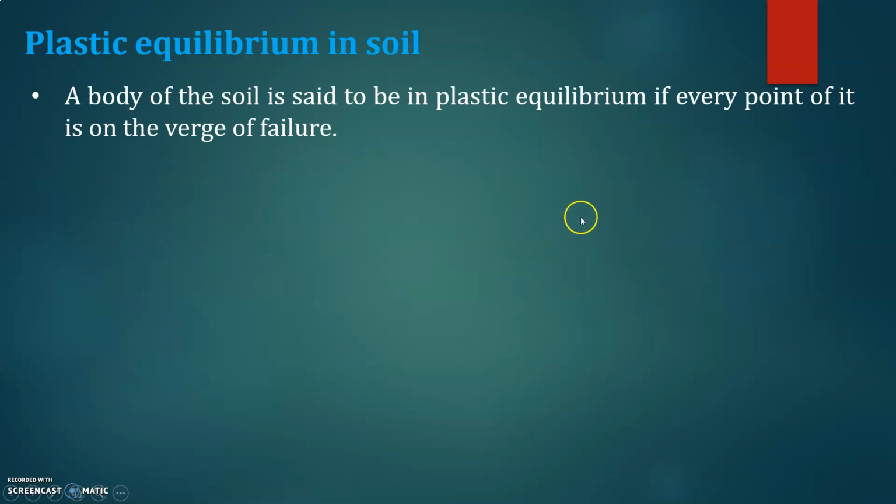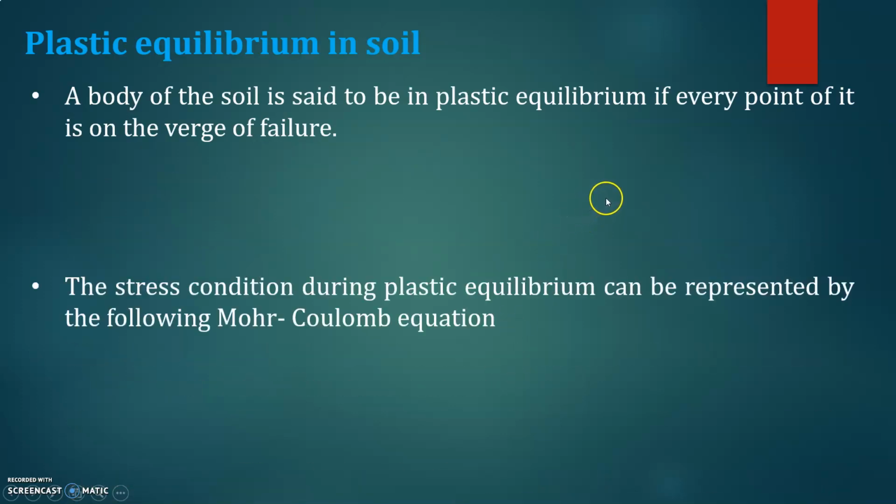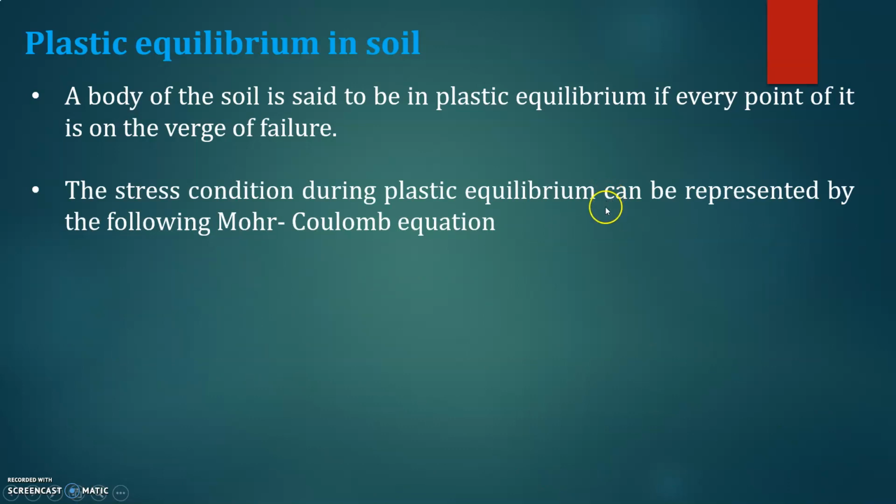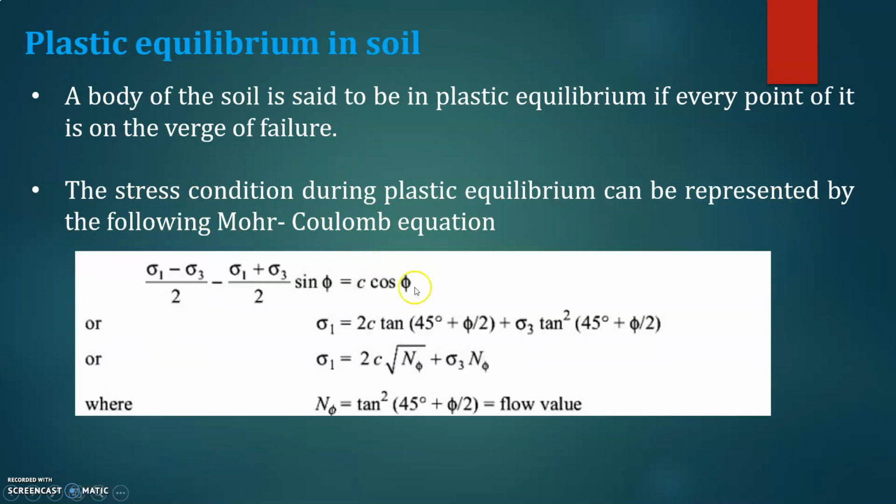And then we see what plastic equilibrium in soil is. A body is said to be in plastic equilibrium if every point of it is on the verge of failure. Okay, this theory was first developed by Rankine. He investigated the stress conditions corresponding to the states of plastic equilibrium. Then it was developed by other scientists. Now let us see the stress condition during plastic equilibrium, which can be represented by the following Mohr-Coulomb equation.